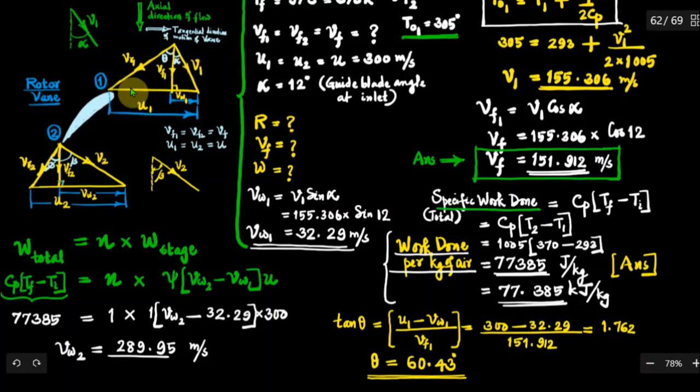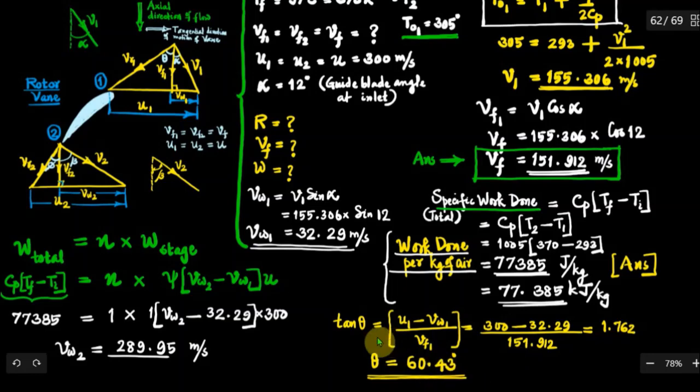Opposite side is this much part, this base. This base is U1 minus VW1, divided by adjacent side, which is Vf1. So U1 minus VW1 divided by Vf1 is equal to tan theta, where theta is the vane angle at inlet. So U1 is 300, VW1 is 32.29, divided by Vf1. Vf1 is 151.912. If you substitute that, you will get tan theta is equal to 1.762, and theta is equal to 60.43.